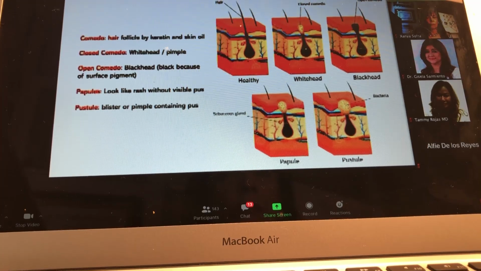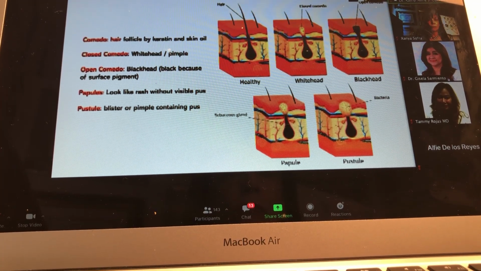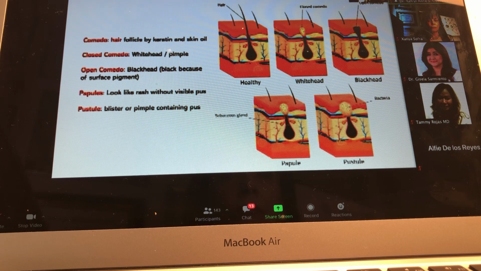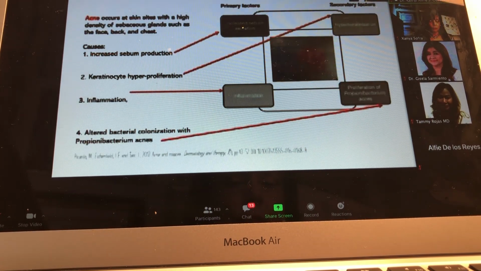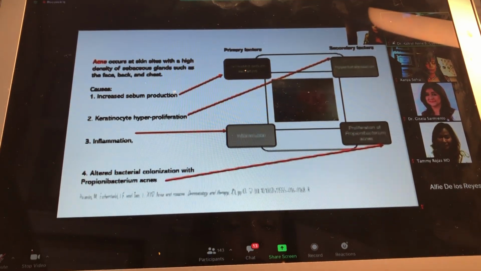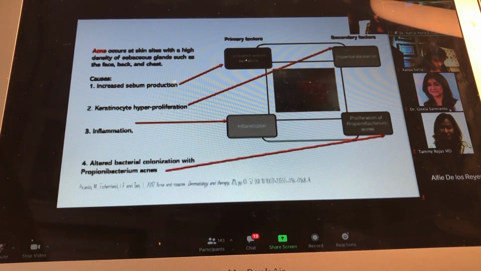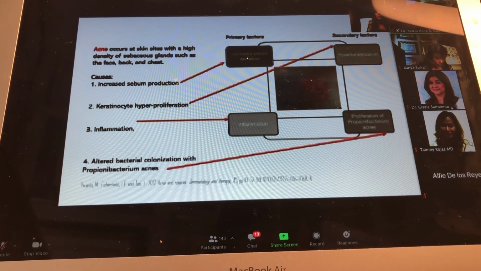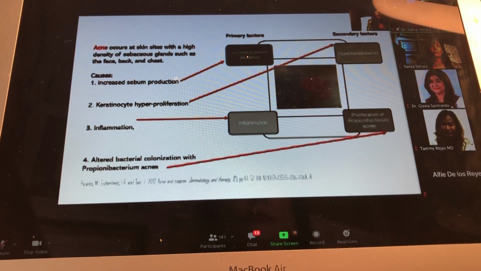A comedo is a hair follicle plugged by keratin and skin oil mixed together. Whiteheads and pimples are closed comedos, and open comedos are blackheads. Acne occurs at skin sites with a high density of sebaceous glands, such as the face, back, and chest, where there is increased sebum production and keratinocyte hyperproliferation.